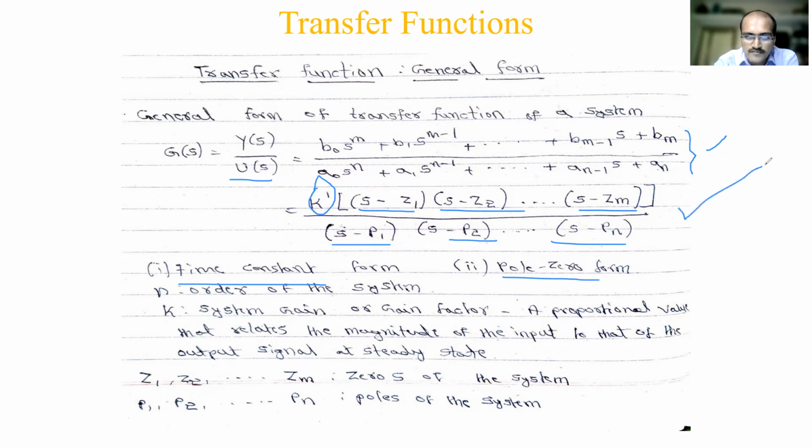To discuss in an easy manner, we'll try to identify what terms are there. N is nothing but the order of the system here. So first order system, second order system, and so on, we will discuss. Then K is the system gain or gain factor, a proportional value that relates the magnitude of the input to that of the output signal at steady state. Normally in an amplifier, you have a small V in of 1 volt, increased to 10 volt. What is the factor there? 10 by 1, it is 10. That is the gain factor, indicated by this K dash.